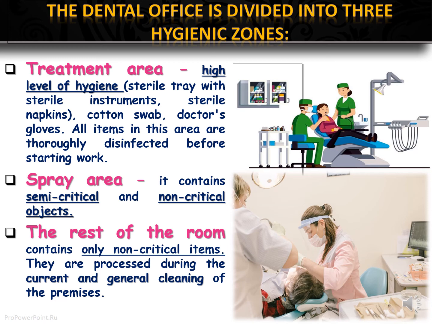The second zone is the spray area. It contains semi-critical and non-critical objects. Then we describe what semi-critical and non-critical objects mean, and the other part of the room where you may see only non-critical items, and they are processed during the current and general cleaning of premises.